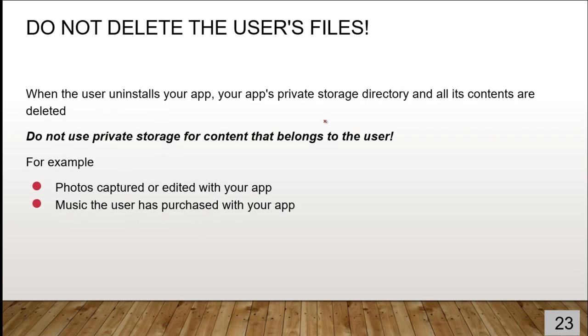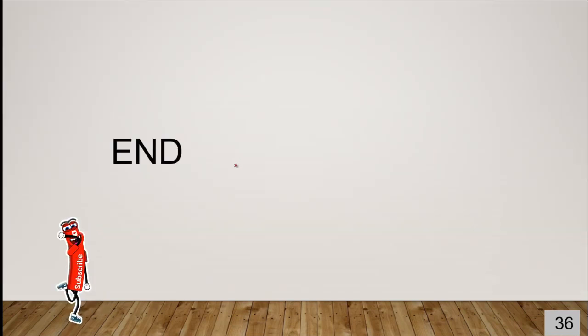When uninstalling your app, do not delete the user's files, okay? When the user uninstalls your app, your app's private storage directory and all of the contents that you have saved there will be deleted alongside the app. So if you don't want these files to be deleted when you uninstall the app, make sure that you do not use the private storage. For contents that belong to the user, use the public directory. For example, photos that are captured or edited with your app, or music that the user has purchased with your app. Use the public directories if you don't want those files or data to be deleted when you uninstall your app. So this was just an overview of our previous tutorial.